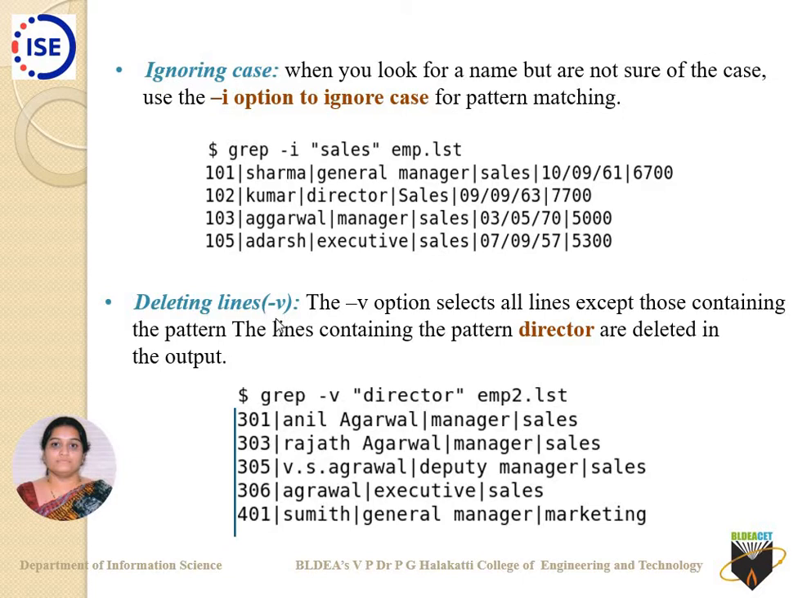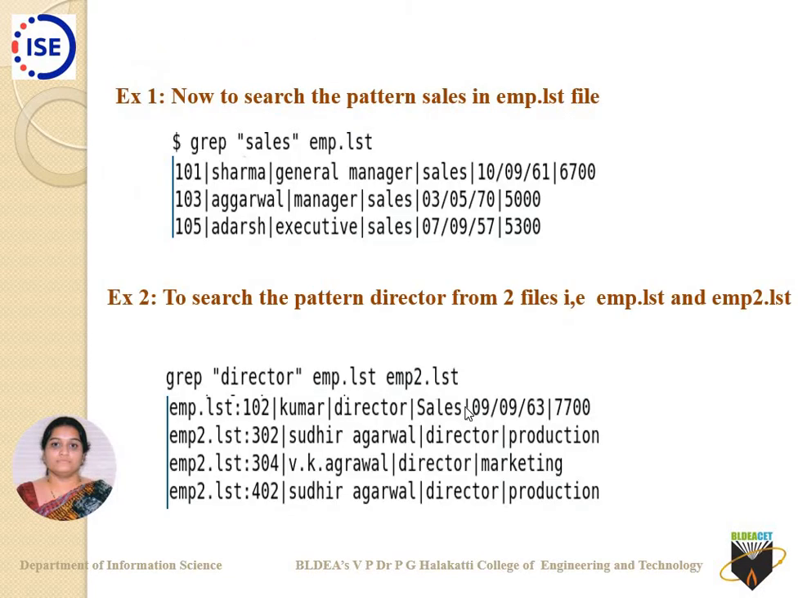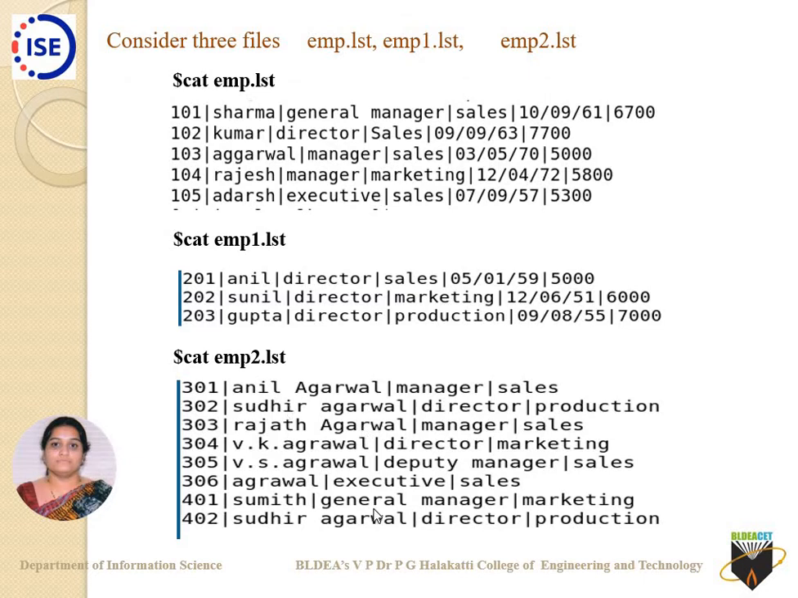The second one is -v, which stands for deleting lines. Deleting lines means that whatever pattern I am looking for from this particular file, emp2.list, with grep -v, you can see back in emp2.list. I am searching for the pattern director. How many directors are there? 1, 2 and 3. What are those IDs? They are 302, 304 and 402.